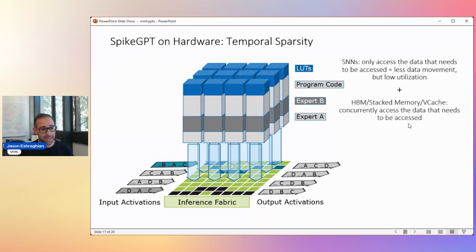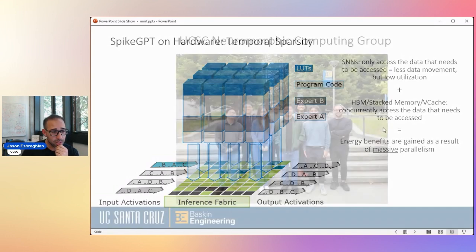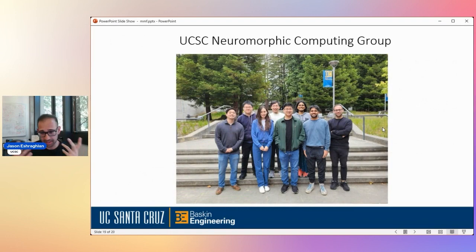So if we combine that with some sort of vertical cache or some memory that's stacked on top, then you're able to concurrently access all of your data that needs to be accessed. And so you end up getting massive energy benefits as a result of this parallelism. With that being said, I see that MatMul-free could enable huge concurrency on the same hardware, especially if we were to push this towards some sort of temporally sparse neural network.